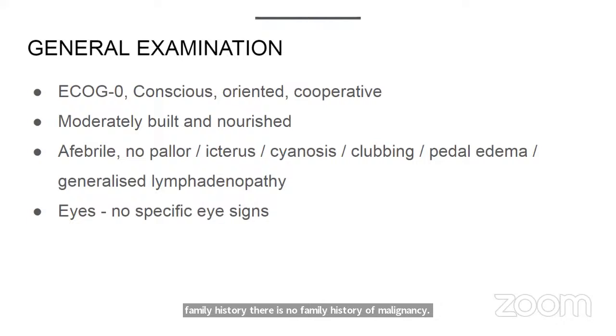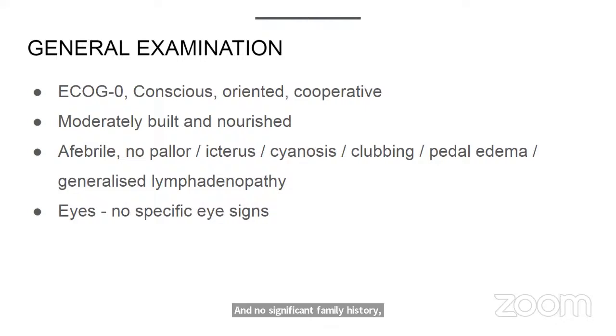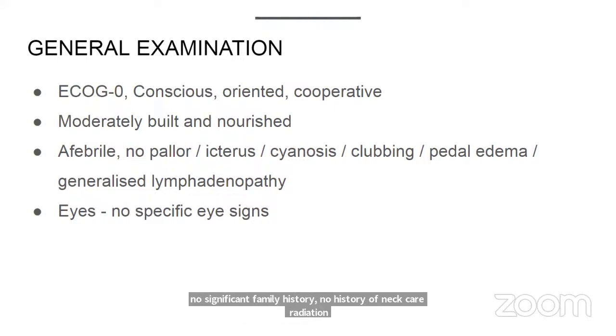Could you please summarize the history again for me? Yes, sir. My patient is a 43-year-old female, presented with the chief complaints of neck swelling for 3 years, which started with the size of a peanut and gradually increased to the present size. There is no history of pain associated with the swelling, no pressure symptoms, no symptoms suggestive of hyper or hypothyroidism, and no significant family history, no history of neck irradiation, no comorbidities, and no symptoms suggestive of metastasis.